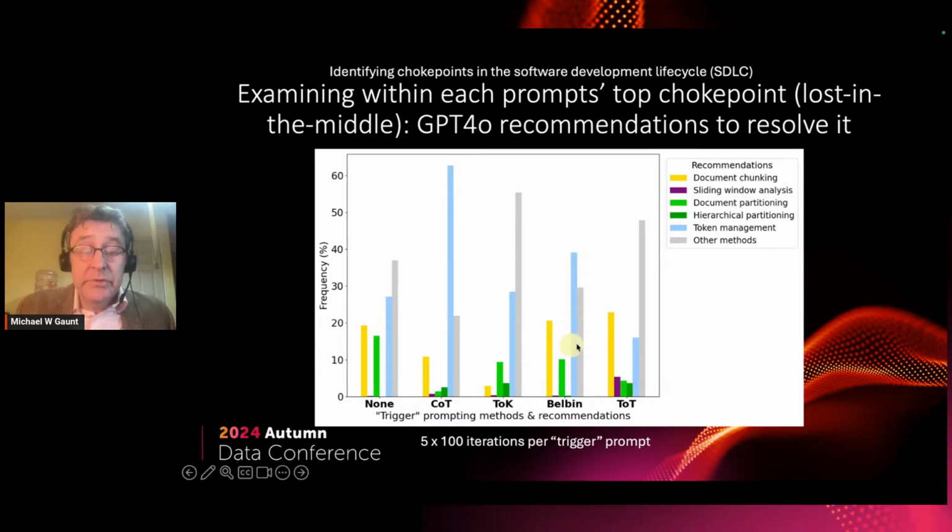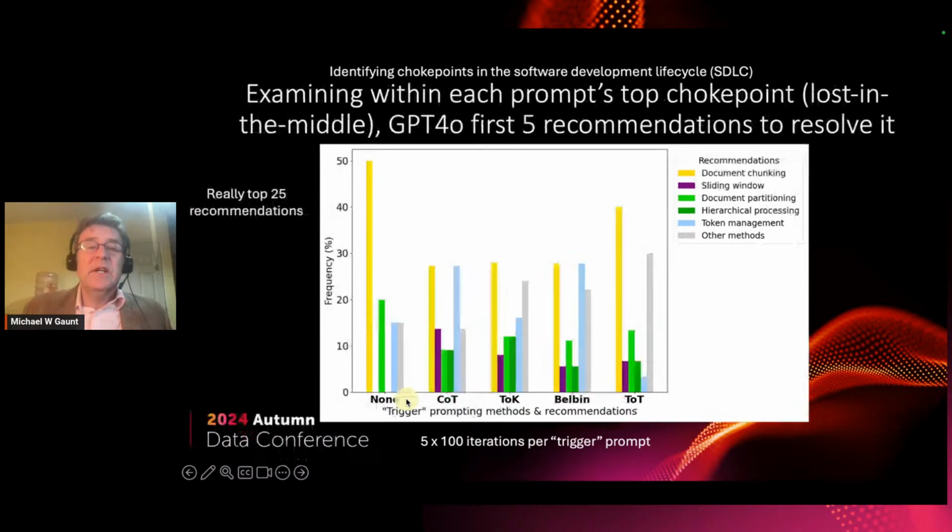Belbin is quite good. With tree of thought, there seems to be a balance between document chunking and token management. Now let's take a look. These are 500 runs. We've asked the same question 500 times. Let's look at the top 5 recommendations, because those are different. When we see the top 5 recommendations in a GPT, we get a different set of results, and actually these results are really interesting. They're very similar to each other. No matter what prompt we use, none, chain of thought, tree of knowledge, Belbin, or tree of thought, they're pretty similar. They're saying it's a combination of document chunking and token management. So that's an interesting output.